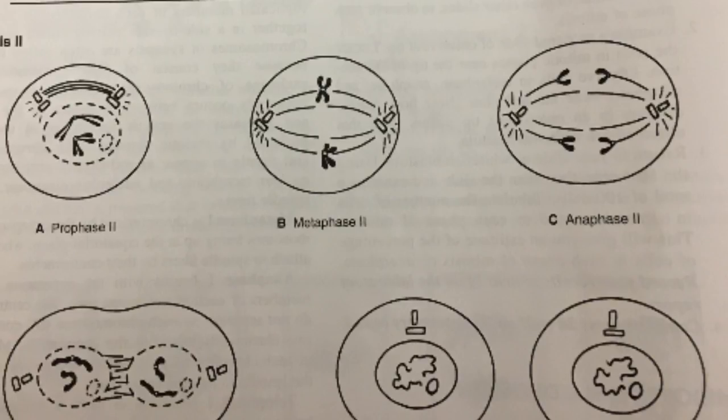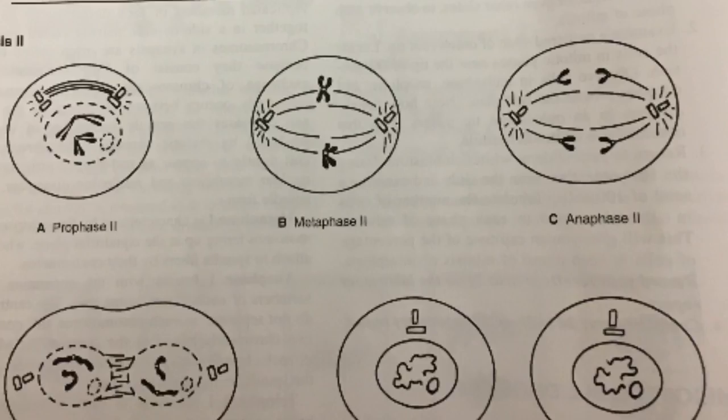Metaphase 2: chromosomes line up at the equator of the spindle. Each chromosome consists of two sister chromatids joined together at the centromere, which is attached to a spindle fiber.